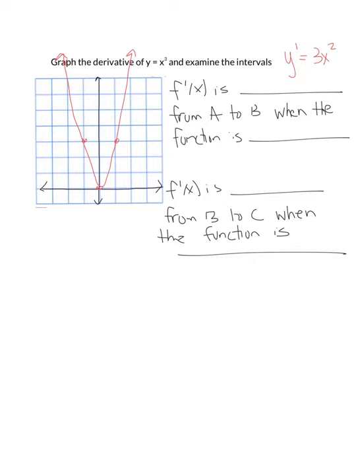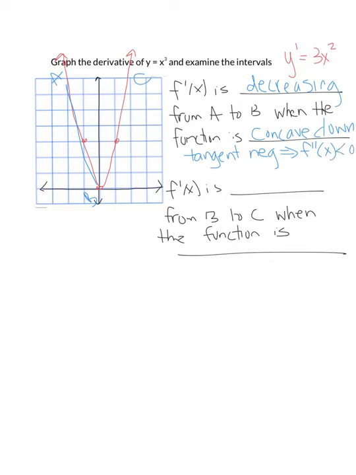So you can see, I'm just going to label A here, B here, C here. Our derivative, or this graph, is decreasing or going down from point A to B. This means that the function is going to be concave down. Now, if I think about tangent lines here, all of these tangent lines are going to be negative. So if the tangents are negative, then that means our second derivative is going to be negative as well.